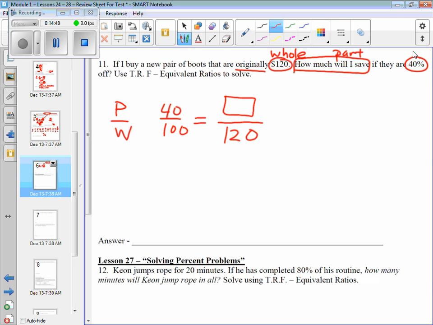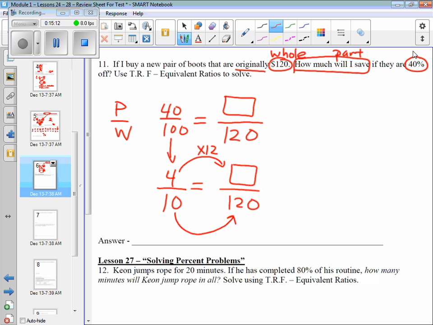Now we need to reduce this fraction, and we can drop a 0 off the numerator and denominator, and that will give us a number that will go into 120 nice and evenly. Now you could also reduce that all the way to 2/5, but as long as you have a number that we can multiply evenly by, we're okay. In this case, it's times 12. And you wind up saving $48. And that is the answer for number 11.